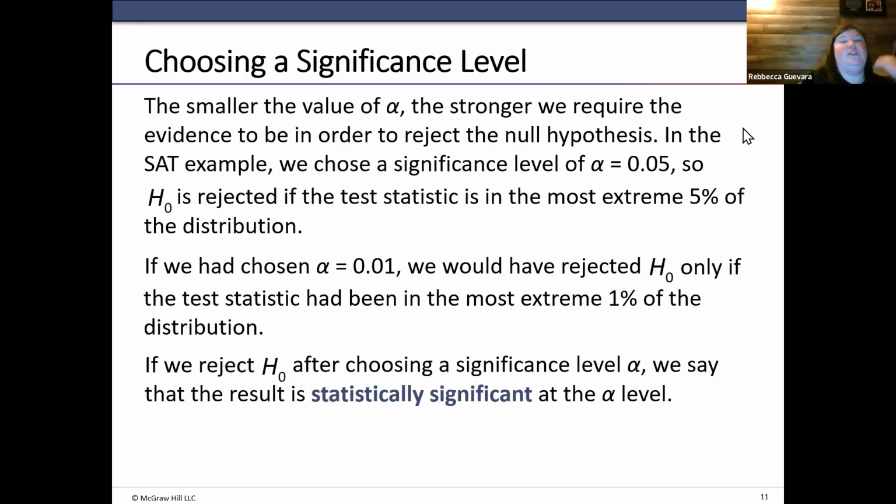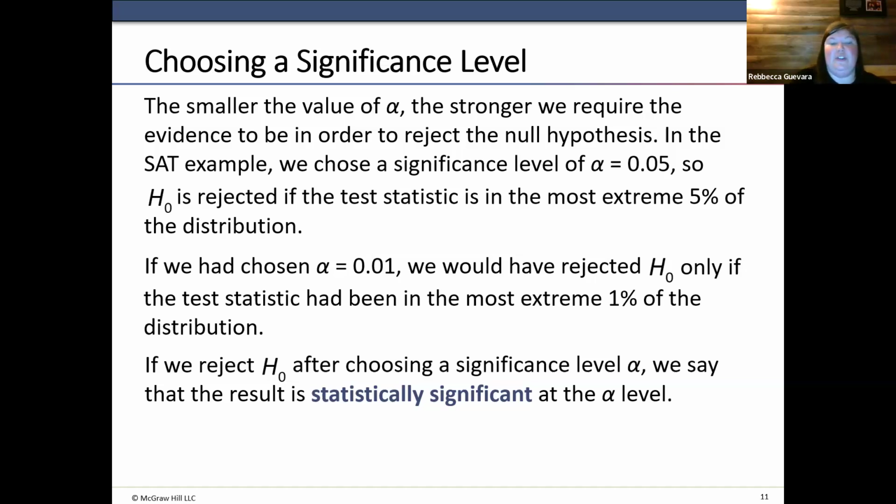The smaller the value of your alpha, like I said, the stronger we require the evidence to be in order to reject the null hypothesis. So in the SAT example, at a significance level of 5%, we reject the null hypothesis. If we said that alpha was 0.01, we would have rejected the null hypothesis only if the test statistic had been in the most extreme 1% of the distribution.